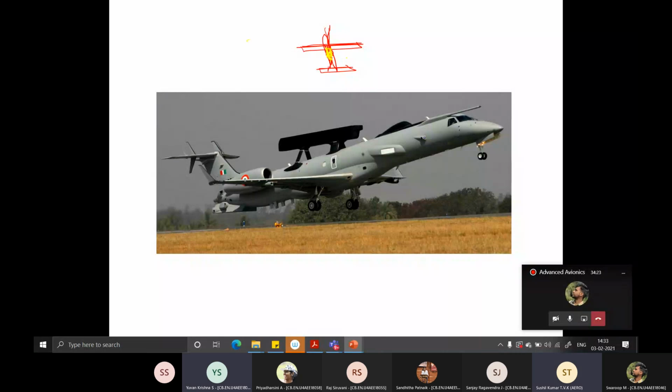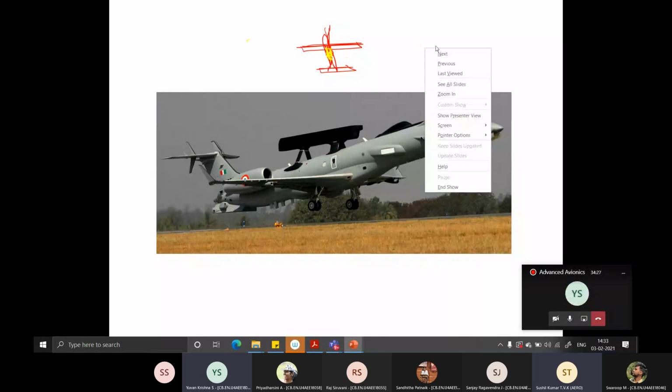So using side lobes, sir. Side lobes. No, side lobes are not desirable. They create a lot of confusion.